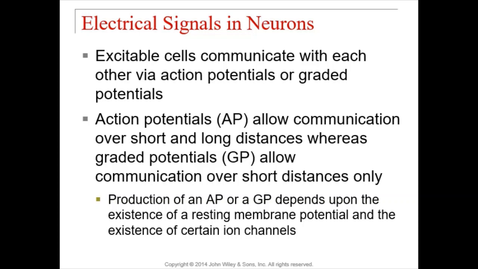There are multiple names for this. These sparks of electricity could be called action potentials or graded potentials. So whenever you see the terms action potential or graded potential, we're just talking about sparks of electricity. So what's the difference? Why do we have different names for a spark of electricity?